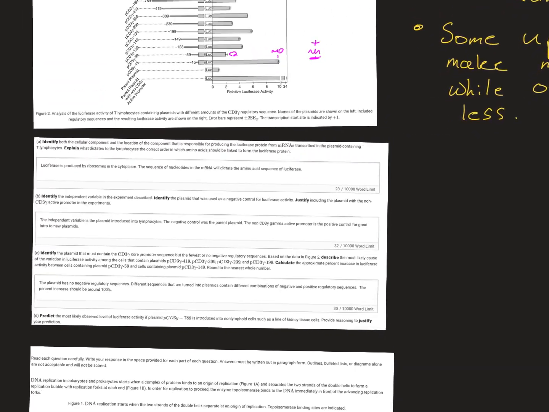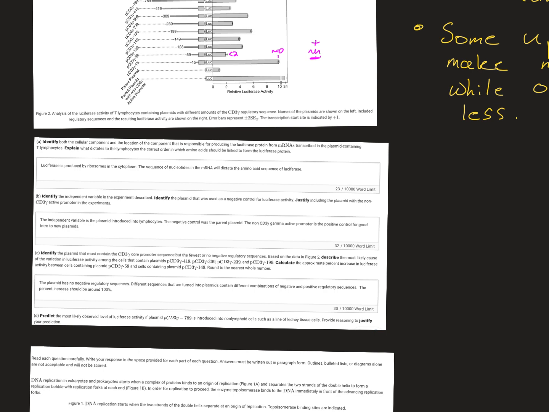The first question, and these are answers from someone in the room, in your class. Identify both cellular component and the location of the component that is responsible for producing luciferase protein from mRNA described in the plasmid containing T lymphocytes. That's easy. That's the ribosome.